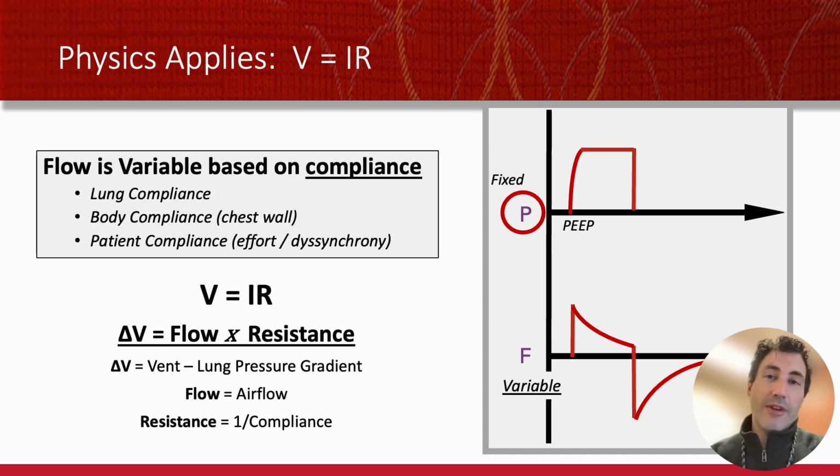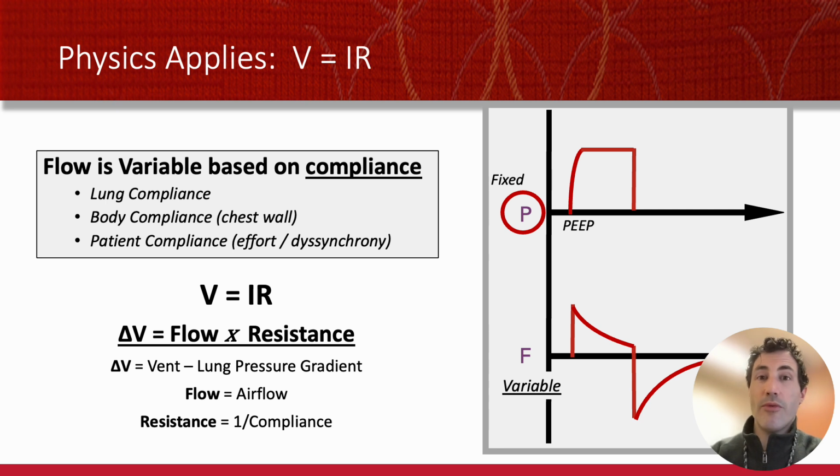We talked endlessly about how V equals IR explains this really well, V being the pressure gradient between the ventilator and the lung, I being airflow, and R being resistance. It's important to remember when we think about mechanical ventilation that the vent doesn't know the difference between the chest wall and the lung. And so we have to think about compliance not just with regards to the airway disease or the lung problem that's happening, but in terms of the entire patient.